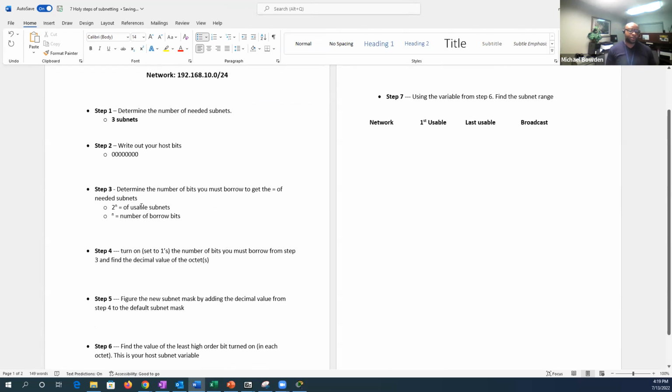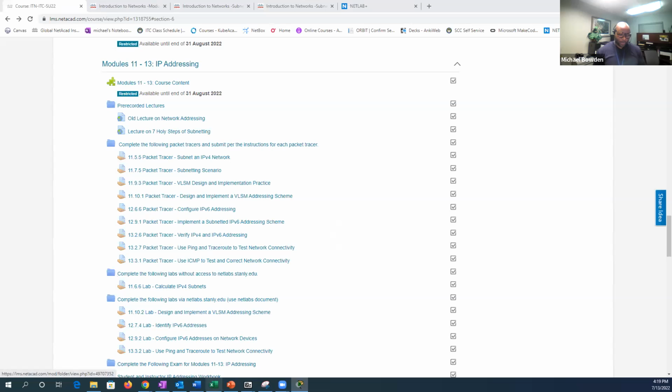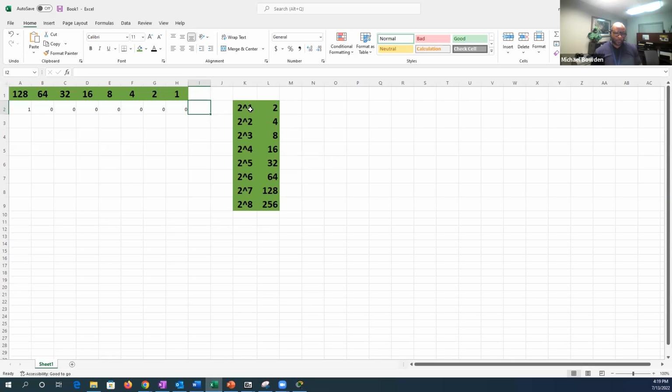So now you're gonna determine the number of bits you must borrow to get the number of needed subnets. So we need 3 subnets. If I'm looking at this chart here, and I know that we need 3 subnets, I'm looking, okay, I can't fit 3 subnets into borrowing 1 bit. We only could create 2 subnets.